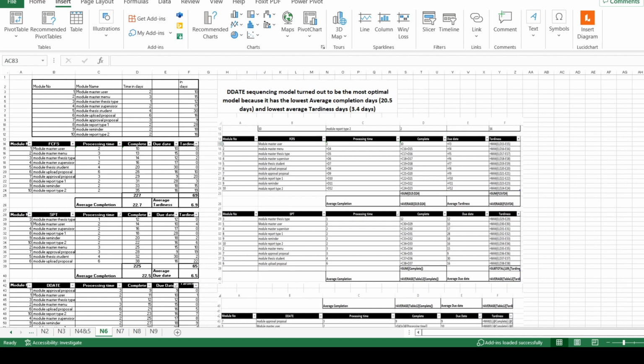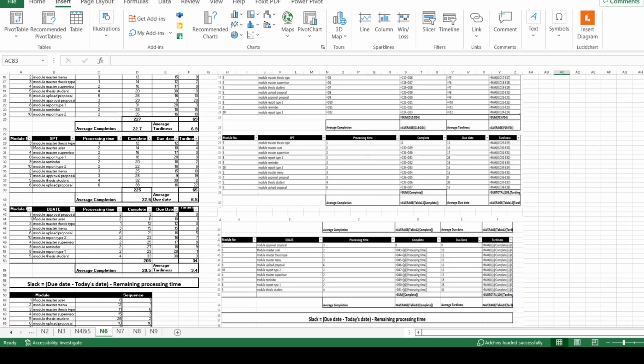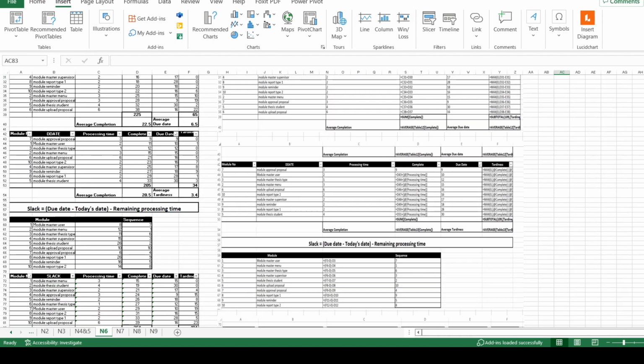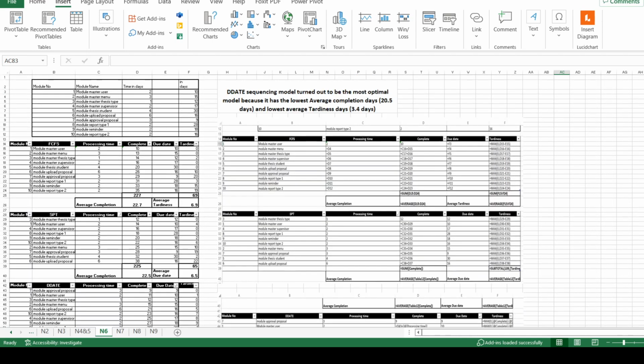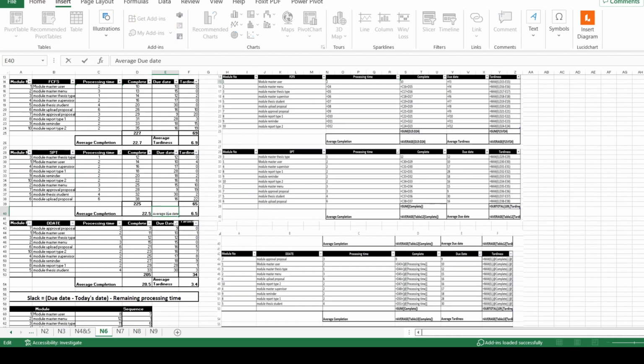We are asked to create a job sequencing for this case and find the optimal sequencing. This is for a sequencing model. The models are FCFS, SPT, due date, and Slack. I'm laying out each model one by one and finding the lowest average completion and average tardiness. Sorry, that was a typo.